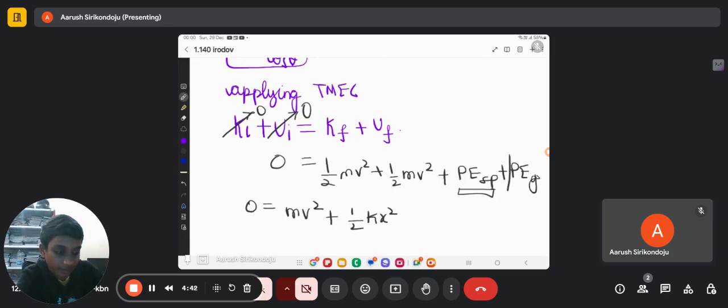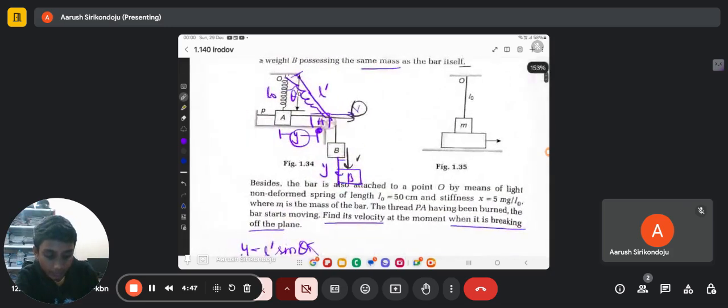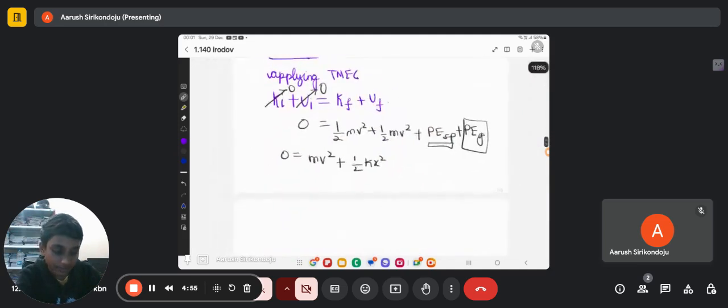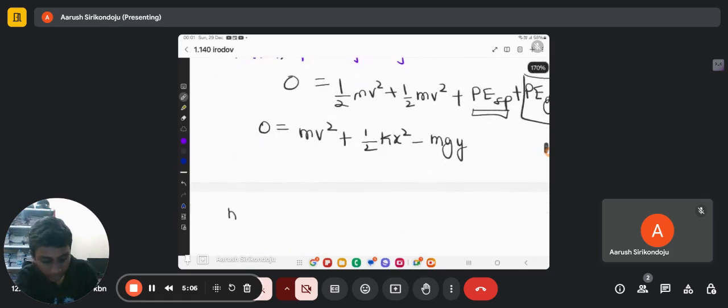This potential energy will be negative because B has come down from this reference point where we assume U to be 0. B has come down, so potential energy will decrease. So its potential energy will be minus mg y. Now we get mv squared plus half kx square equals mgy.